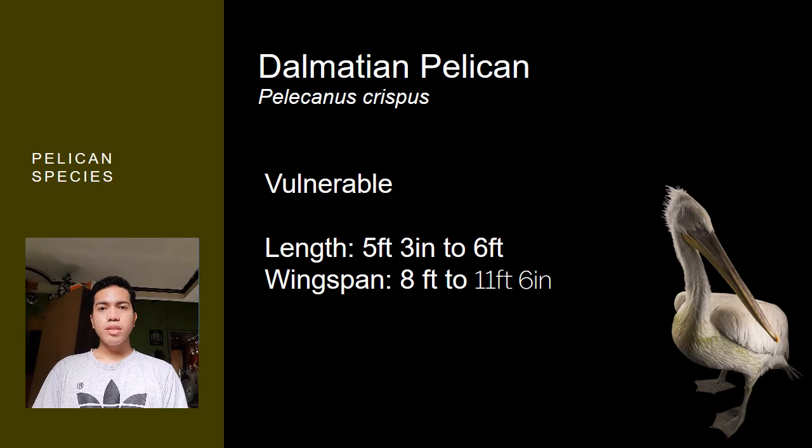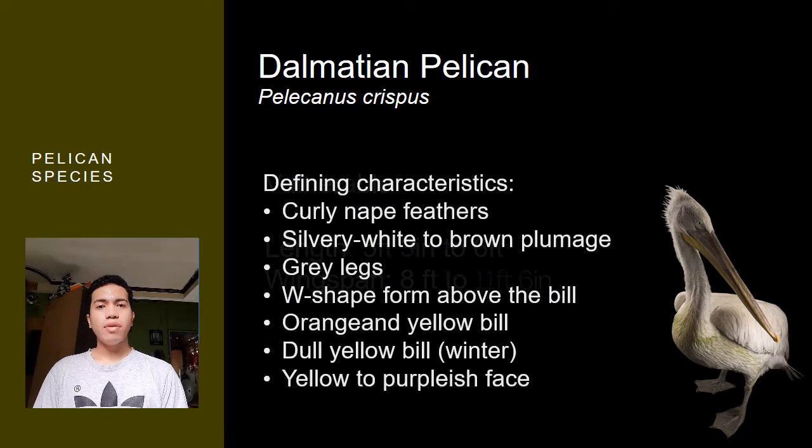The next species of pelicans is the Dalmatian pelican, Pelecanus crispus. The Dalmatian pelican is labeled as vulnerable in the IUCN Red List. This is also the largest known pelican species, and they can grow to about 5.3 feet to 6 feet in length. Their wingspan is 8 feet to 11 feet 6 inches. They can be distinguished from other pelican species as they have curly nape feathers and silvery white rather than pure white plumage. In winter, the adult Dalmatian pelicans can go from silvery gray to a dingier brownish gray cream color.